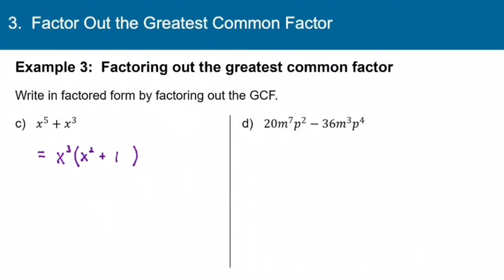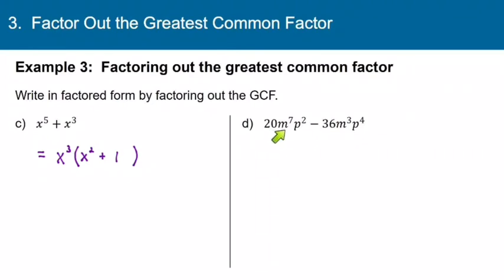So now check that your distributing is correct. X to the third times x squared makes x to the fifth. X to the third times 1 makes x to the third. And then make sure that there is no common factor other than 1 left for these terms inside the parentheses. And this one looks good. Now let's try part D.